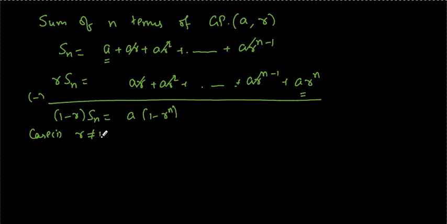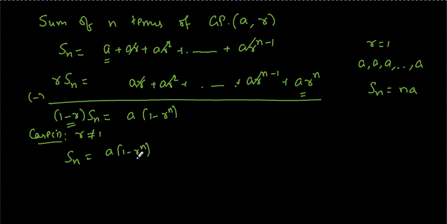If R is not equal to 1, that is the common ratio is not 1, what happens when R is equal to 1? If R is equal to 1, all the terms would become A, and the sum of n terms would be n times A. So if R is not equal to 1, since this is a non-zero expression, I can divide both sides by 1 minus R.